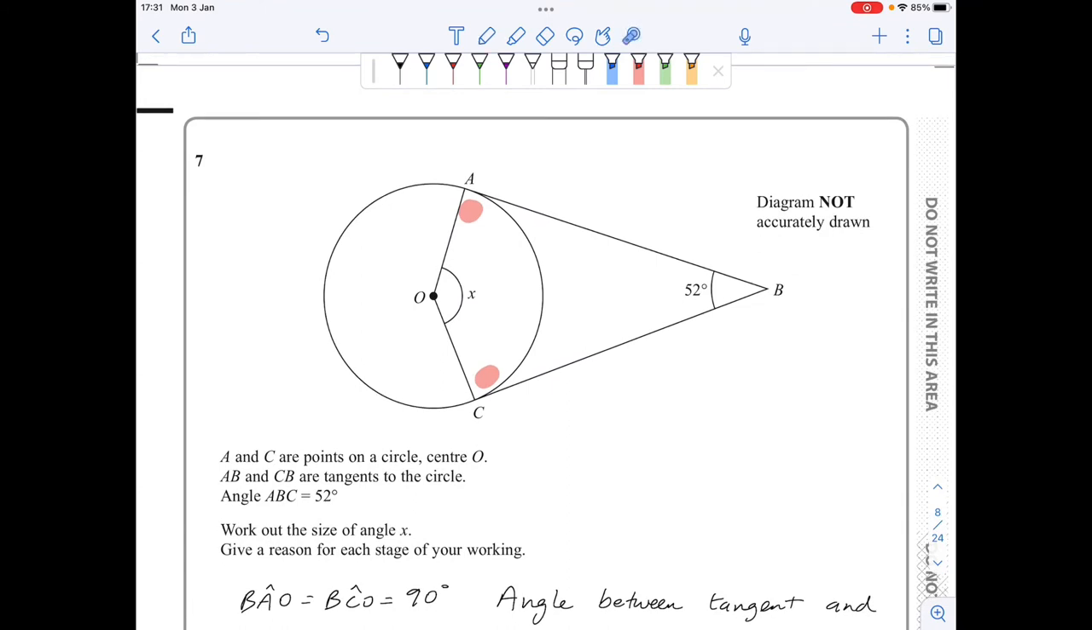Note that although these two angles add up to 180 degrees, giving us a reason that opposite angles of a quadrilateral, whether cyclic or not, add up to 180 degrees, will give you no marks.